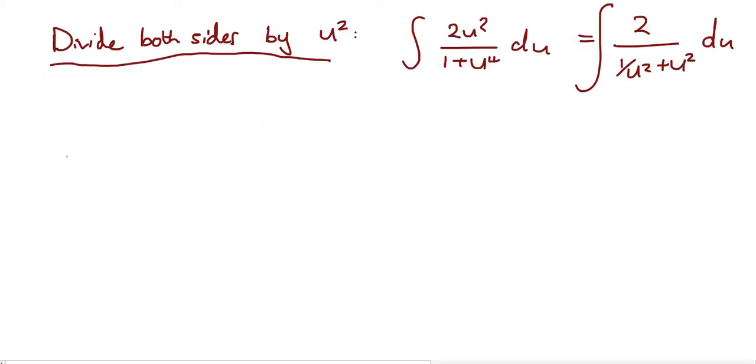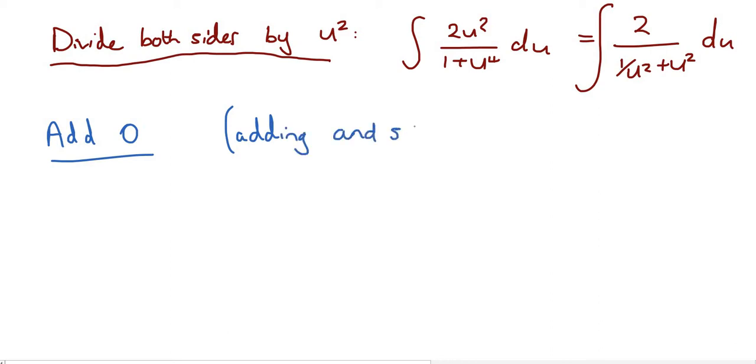Another trick we often use as mathematicians is we just add 0. But we do this in a clever way, by adding and subtracting. In this case, we're going to use 1 over u squared, and you'll see why this helps us out in a second.